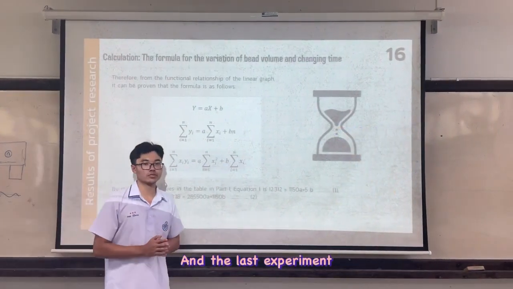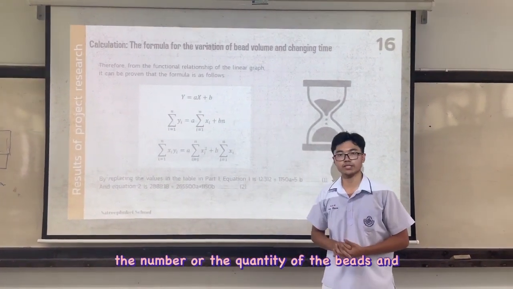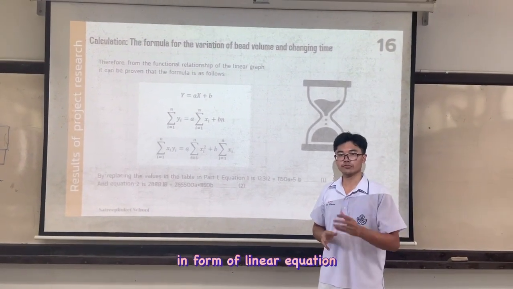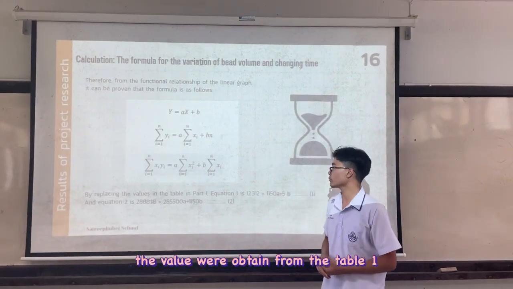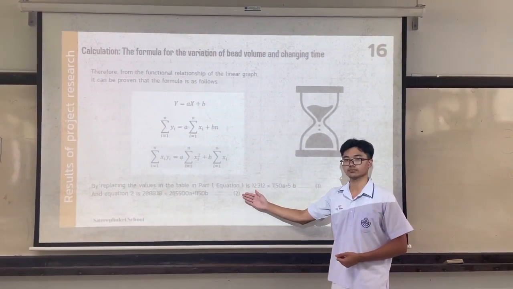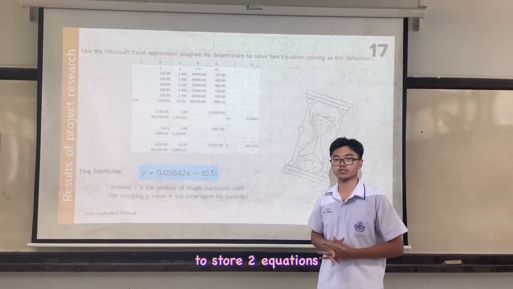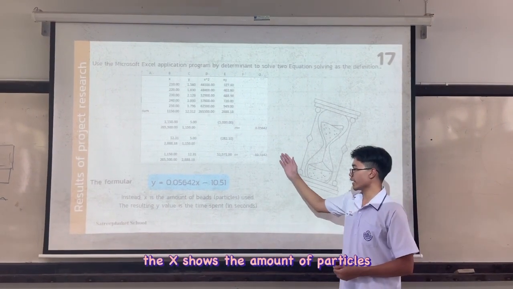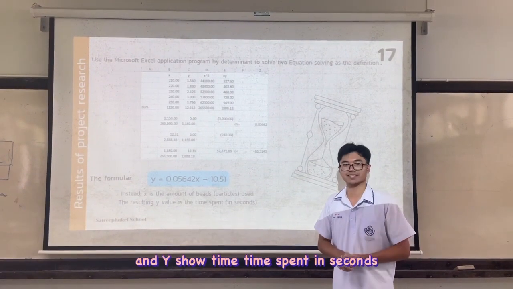And the last experiment shows the relationship between the number, or the quantity, of the beads and the changing time, through the knowledge of functional relation in the form of linear equations, which were calculated by the formula. The values will be obtained from table 1. Equations 1 and 2 are as follows. And lastly, we use determinants to solve the two equations, showing the following formula as you can see in the slide. The x shows the amount of beads and y shows the time spent in seconds.